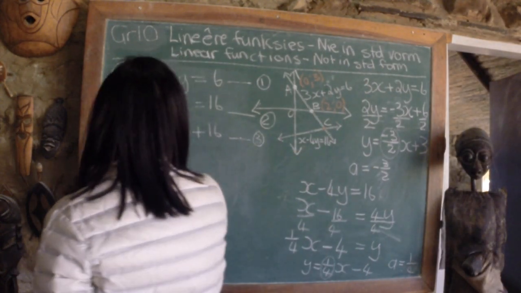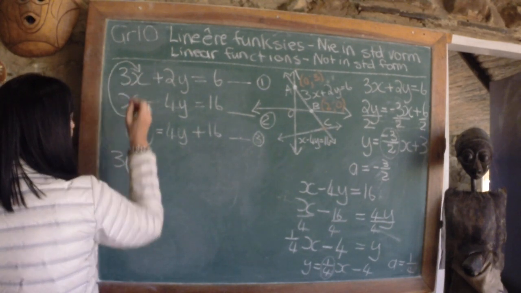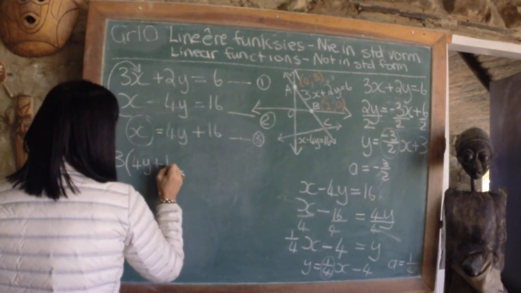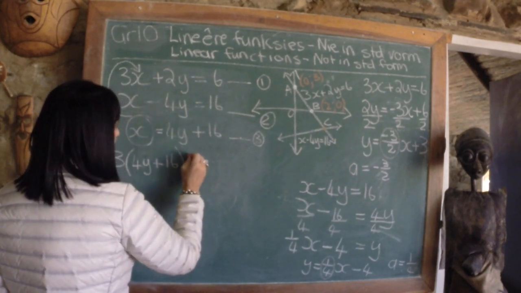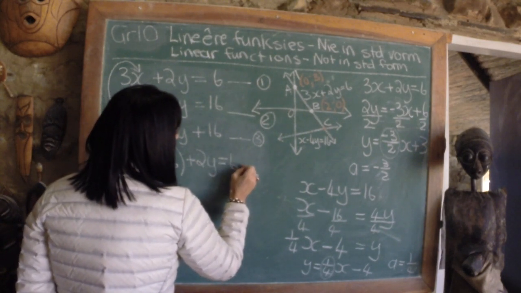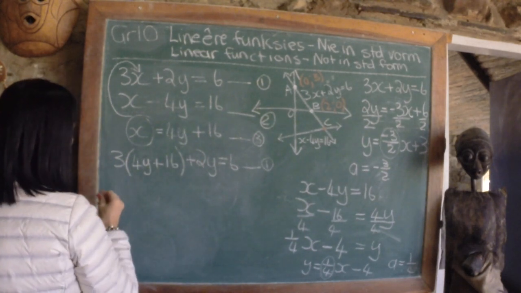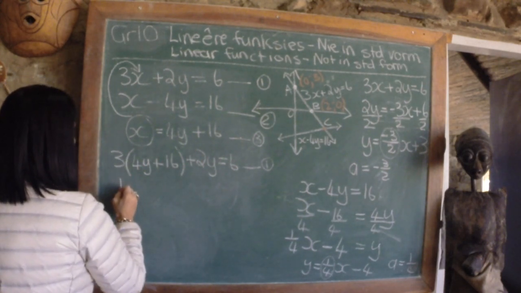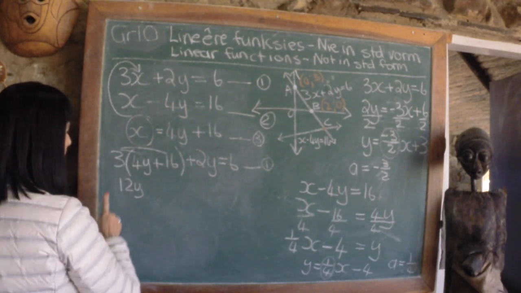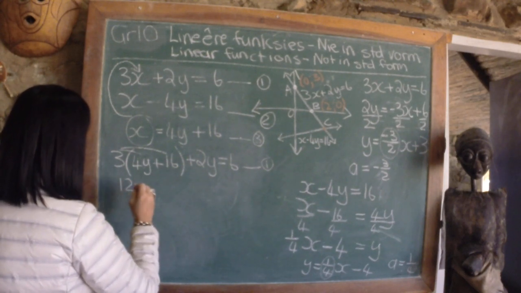So I'm going to put this x into the place of that number 1's x. Doen substitusie. Okay, that's substitution. Goed, dis nog steeds vergelyking nommer 1 wat ek daar net die x in hom insit. En ek gaan sê, 3 maal 4y is 12y. Distributive law. 3 times 16 gives you 48.